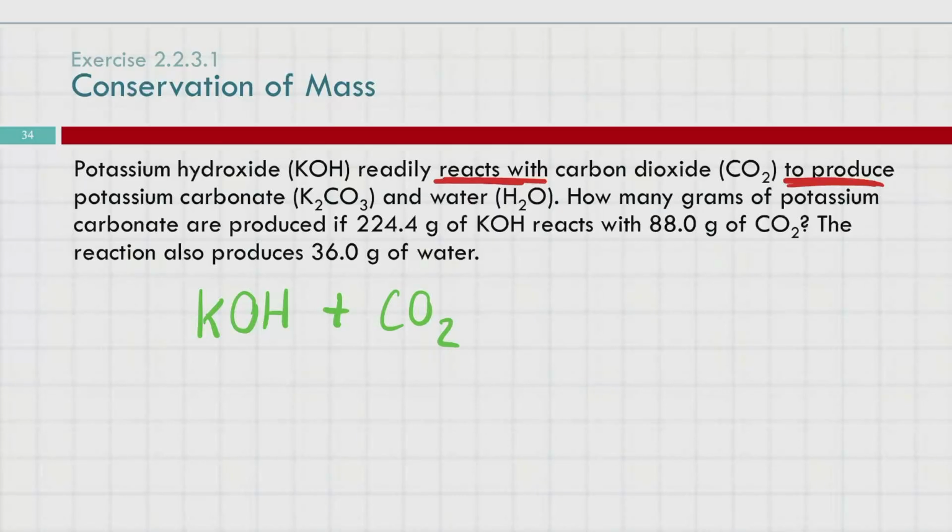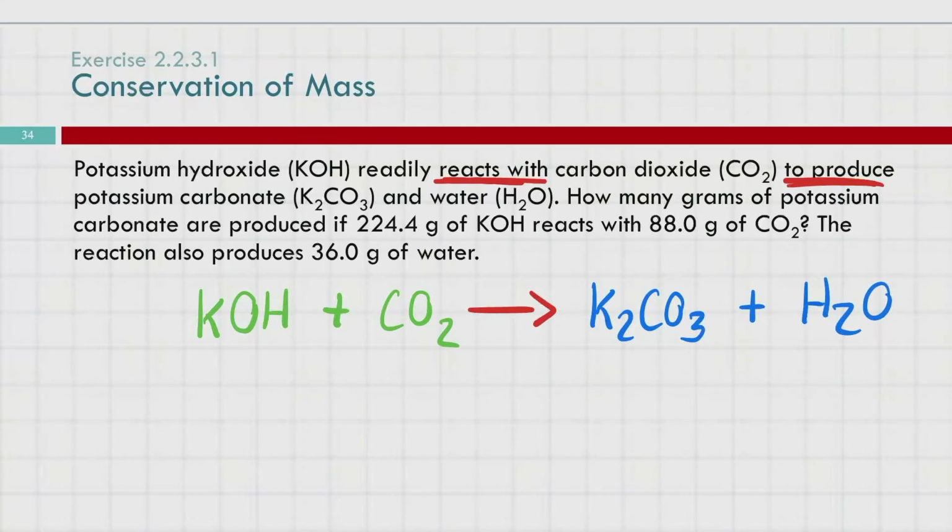And then we've got this keyword, "to produce." So now we're moving on to talking about our products. That means that we can put in a reaction arrow. And our reactants went on to produce products. Our products, K2CO3, and also water. We're not going to worry about how many of each of these molecules we have. We just want the basic, here's what we've got for reactants and products.